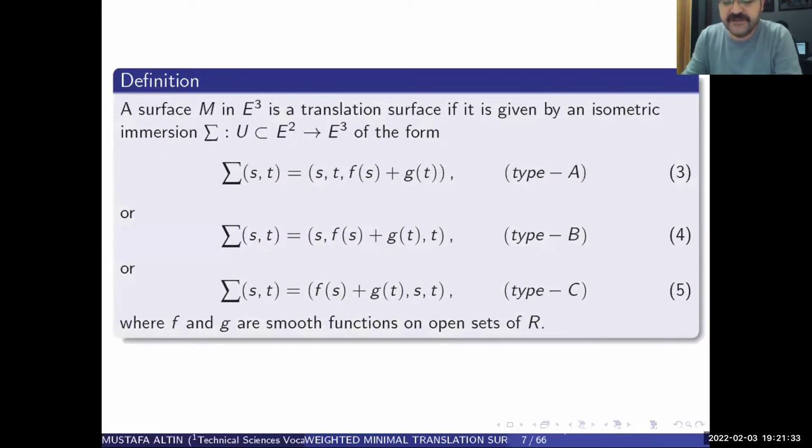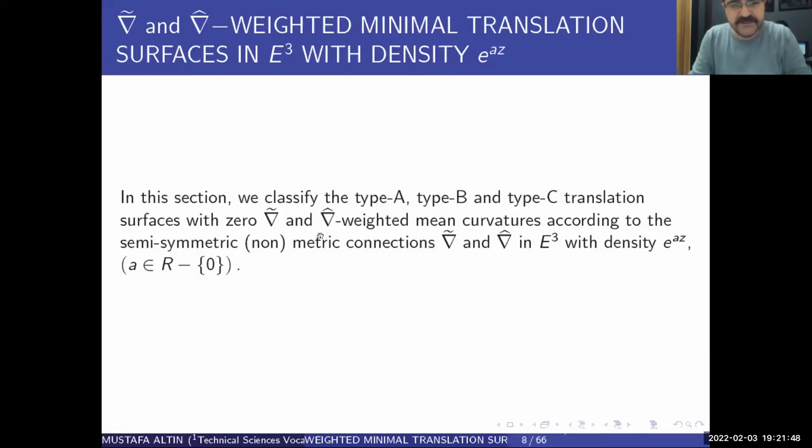In this study, we will consider three types of translation surfaces, which are defined by type A, type B, or type C. In this session, we classify the type A, type B, and type C translation surfaces with zero weighted mean curvature according to semi-symmetric metric and semi-symmetric non-metric connections in Euclidean three-space with density e^{az}, where a is a real number different from zero.